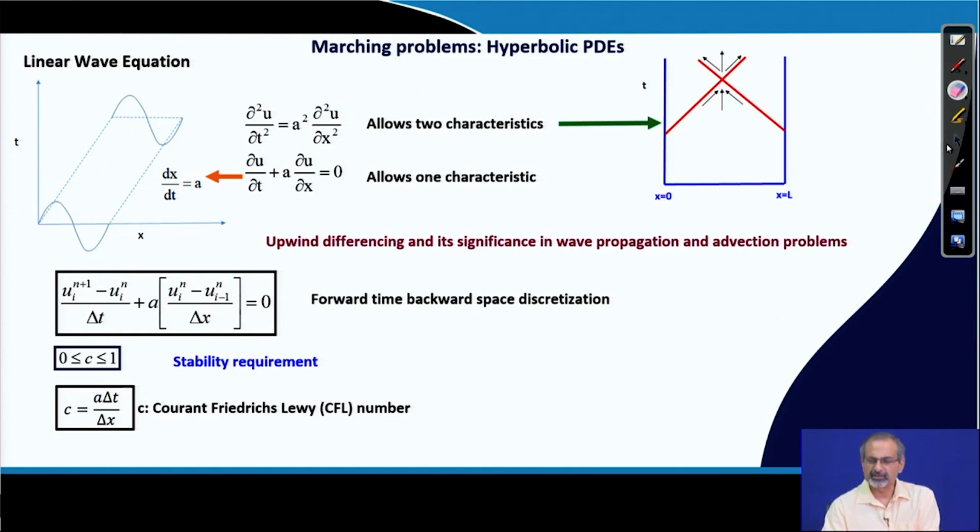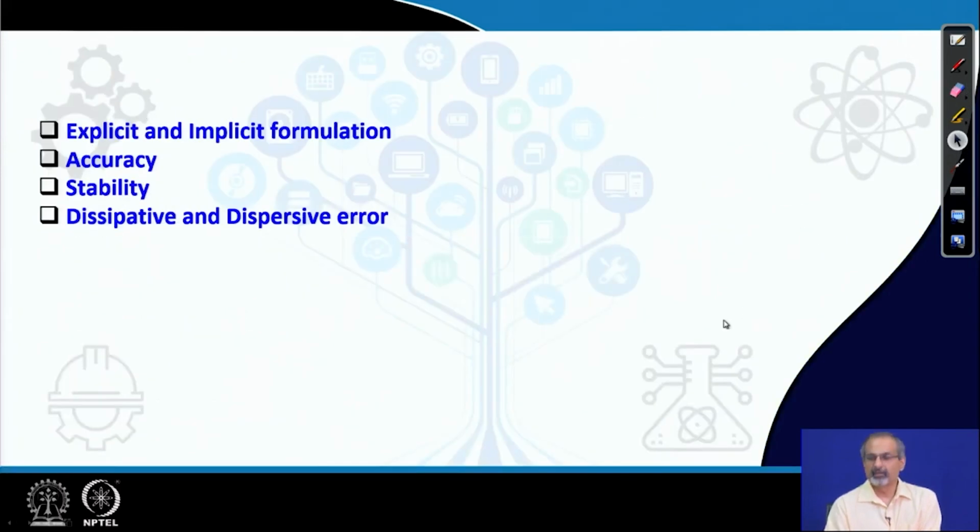So, we had a brief exposure of how you can solve the hyperbolic partial differential equation using finite difference scheme. Let us do a little more detailing on different other aspects of numerical schemes. We will look at explicit and implicit formulation, a little bit more on accuracy and stability, and measure of error, which are called dissipative and dispersive error.